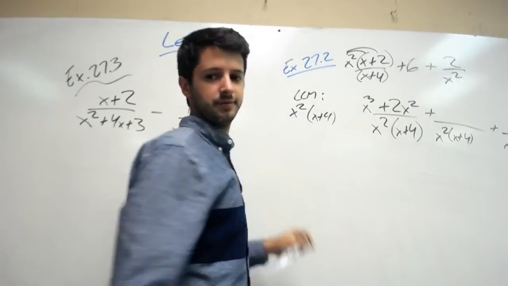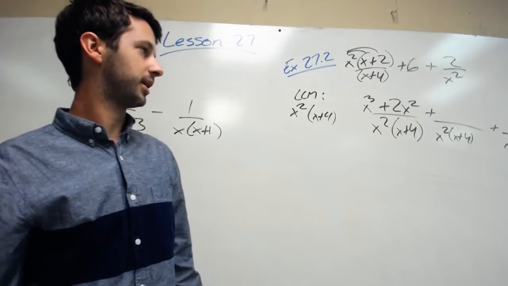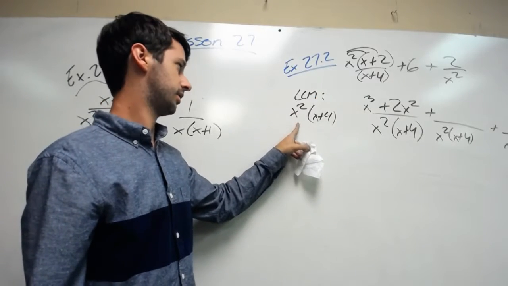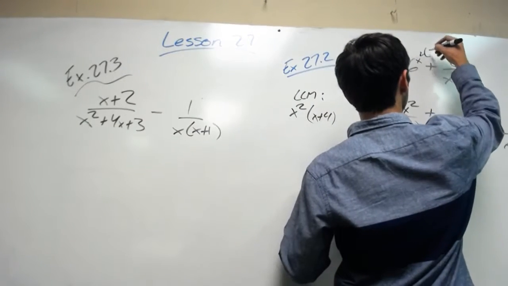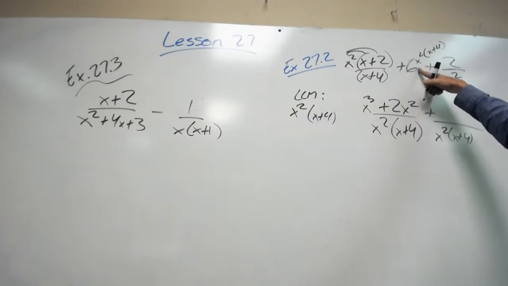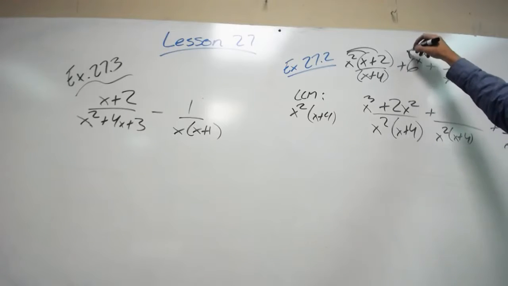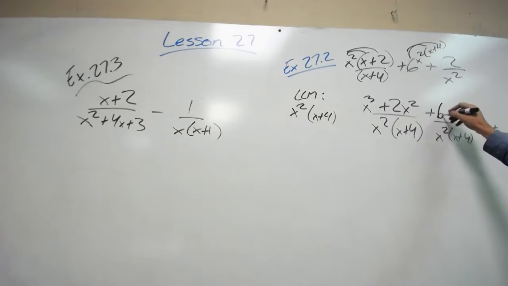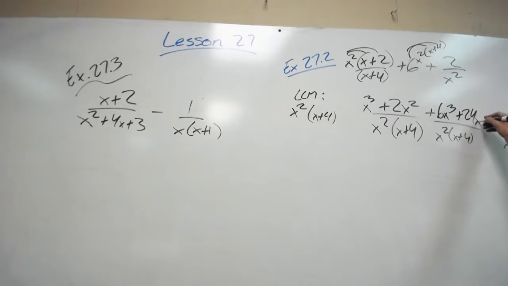This 6 right here, it had nothing. It didn't help us at all. So we need to multiply the 6 times x squared times x plus 4. So the x squared kind of joins along with the 6 here. So we distribute 6x squared to the x and the 4. 6x squared times x, 6x cubed. 6x squared times 4, 24x squared.